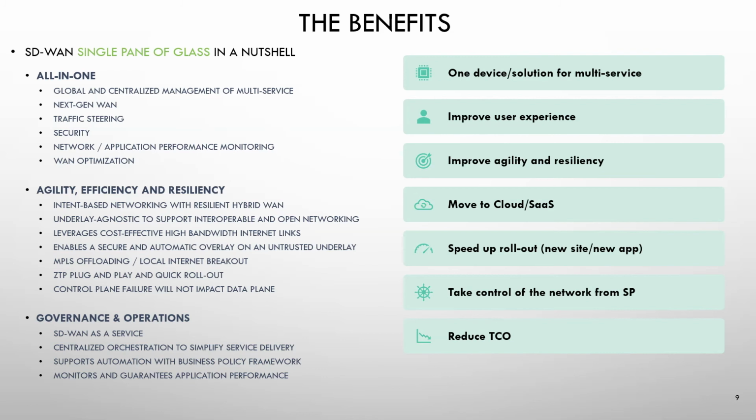And then we have talked about the ZTP process. As you can see, it's really a plug and play process. It's easy and quick to roll out a new site. And with hybrid WAN, if you leverage more and more internet links, this will reduce your costs because usually internet links are much cheaper than an MPLS network.